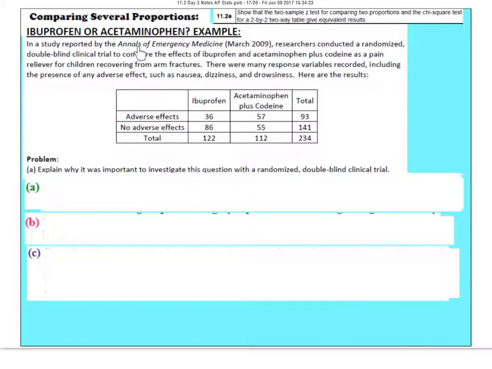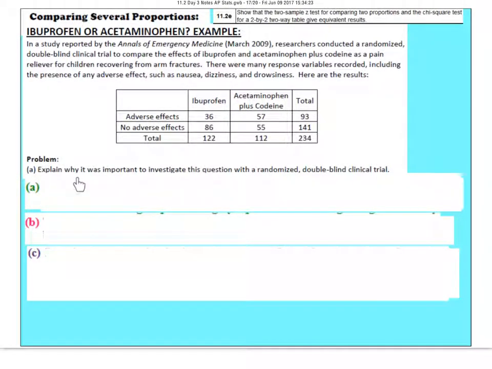In a study reported by Annals of Emergency Medicine, researchers conducted a randomized, double-blind clinical trial to compare the effects of ibuprofen and acetaminophen plus codeine as a pain reliever for children recovering from arm fractures. There were many response variables, including the presence of any adverse effects such as nausea, dizziness, and drowsiness. Here are the results. So we do have a two-way table where we're looking at ibuprofen, or the treatment, and the actual effects of that.